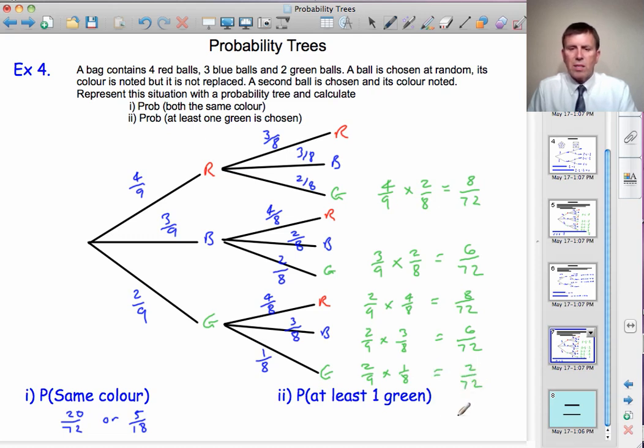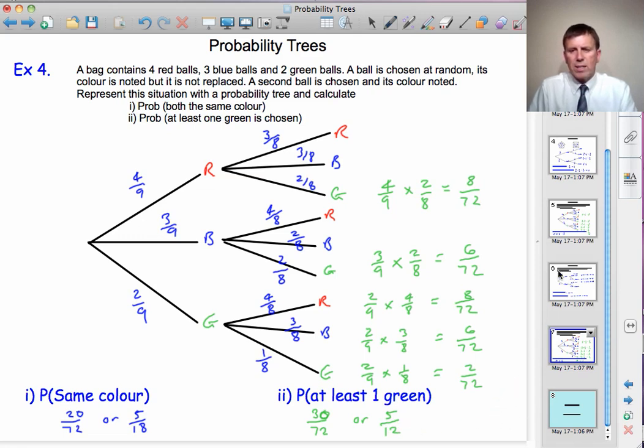So how many 72nds have we got? Add them up. 6 and 2 is 8, 8 and 8 is 16, 16 and 6 is 22, 22 and 8 is 30. So the probability is 30/72. And we could cancel that by 6, so we could say 5/12. And that's the probability of getting at least one green.